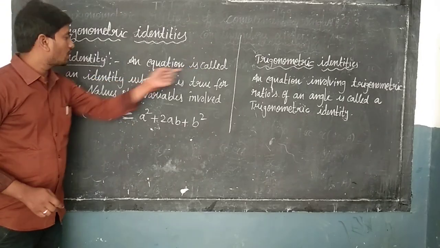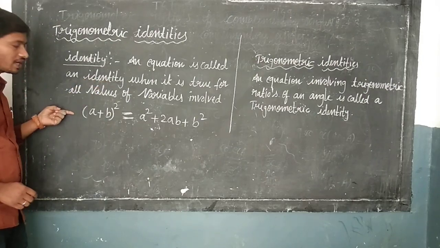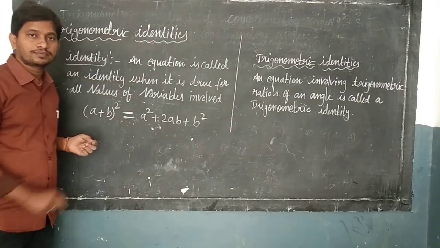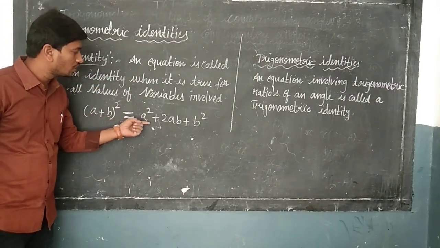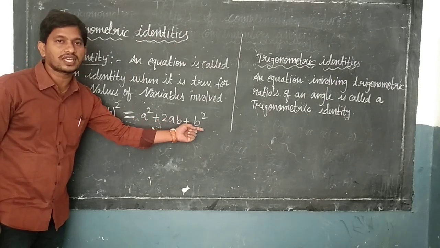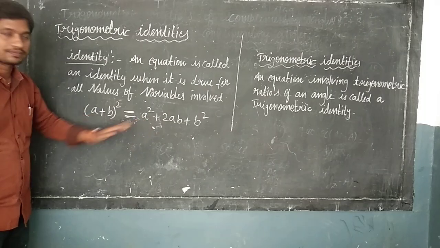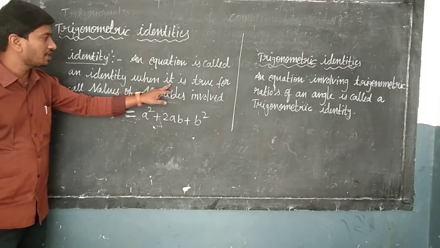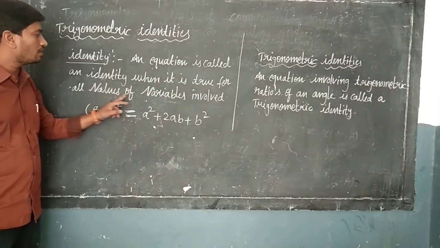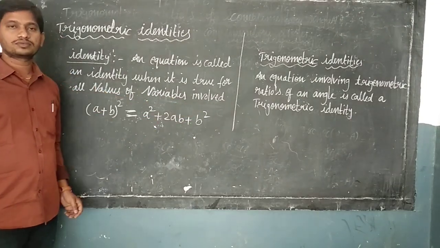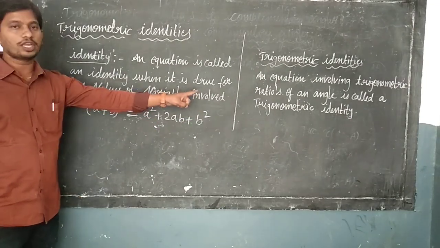An equation is called an identity, which is also called an algebraic identity. (a plus b) whole square equal to a square plus 2ab plus b square is also called an algebraic identity, which is an identity, meaning it is true for all values of variables involved.